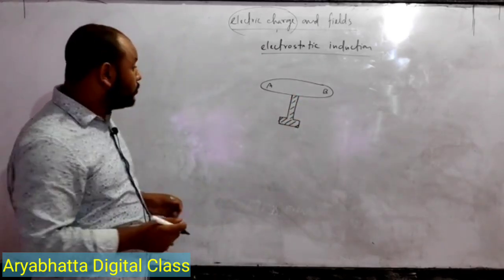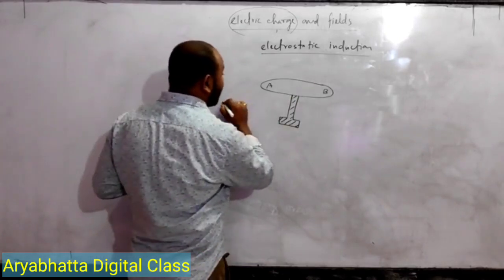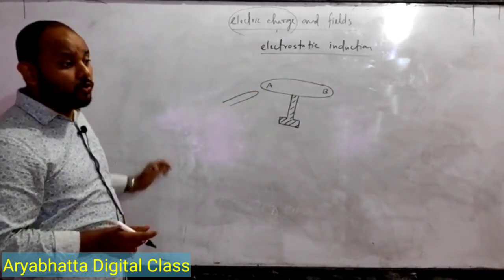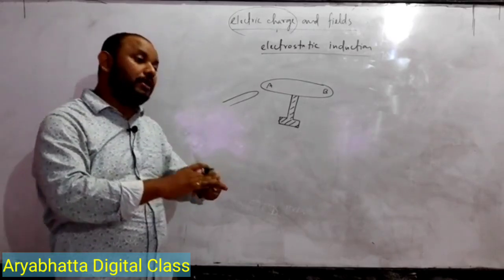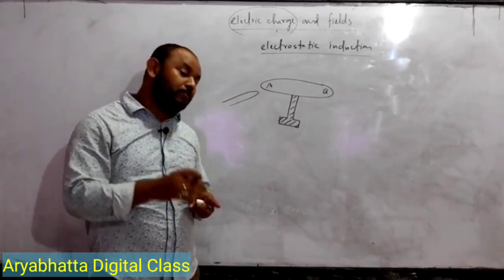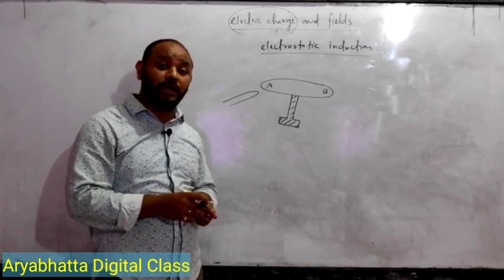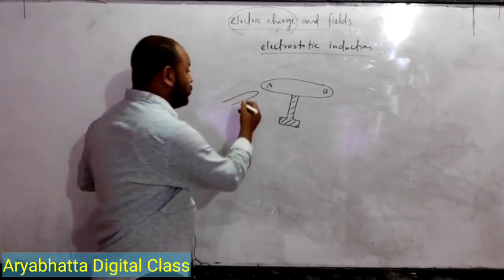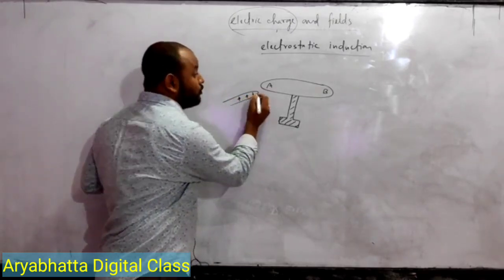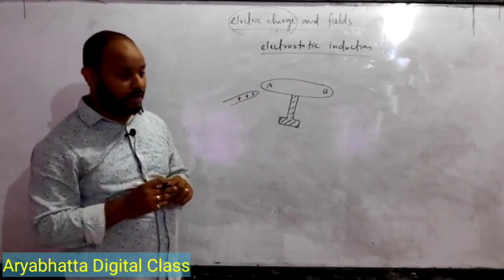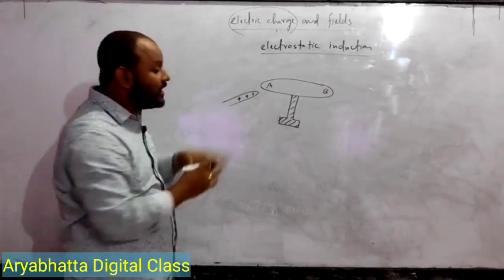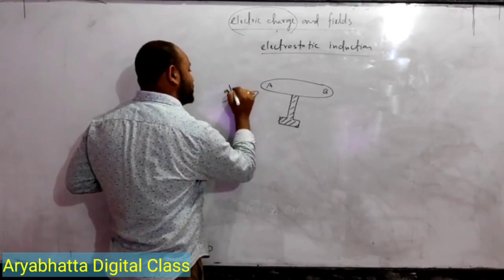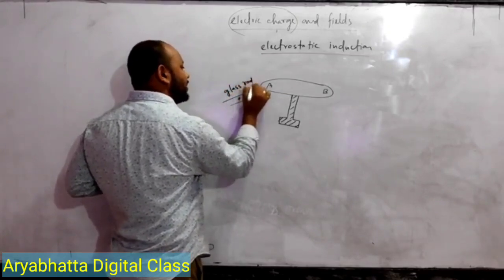Whenever an electrified glass rod, so this is an electrified glass rod. Electrified glass rod means when you rub a glass rod, it becomes positively charged, and that positively charged glass rod is known as the electrified glass rod. It will become electrified when you rub this glass rod with a silk cloth. The positive charge will appear on this glass rod. This is our electrified glass rod.